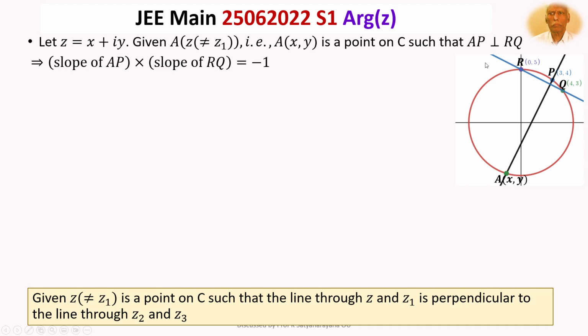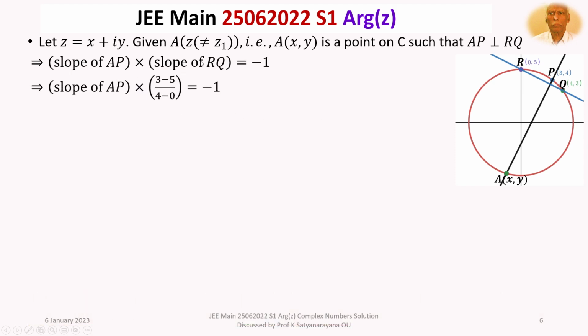Right. The slope of RQ we know because 2 points are there. So, the slope of AP multiplied by the slope of RQ is y2 minus y1, that is 3 minus 5, by x2 minus x1, that is 4 minus 0, is equal to minus 1. And this is minus 1 by 2. So, slope of AP will be 2.